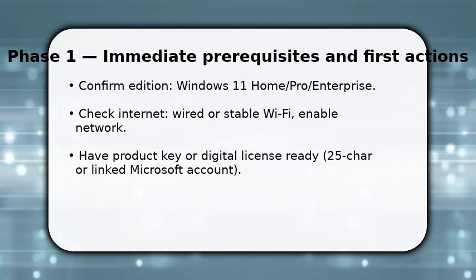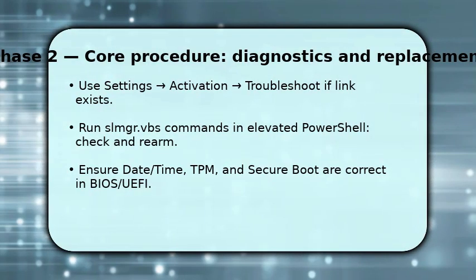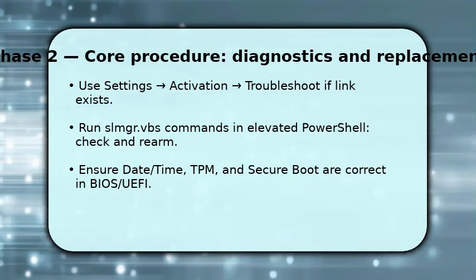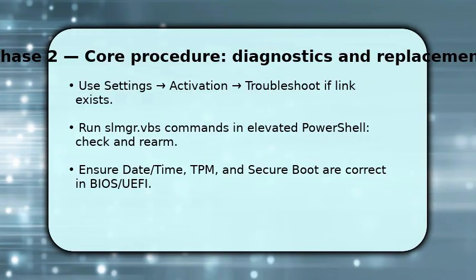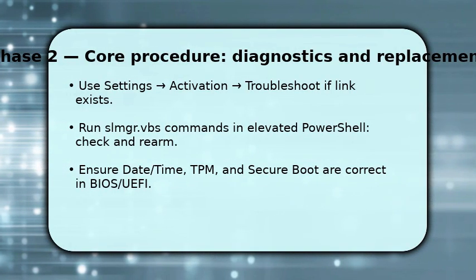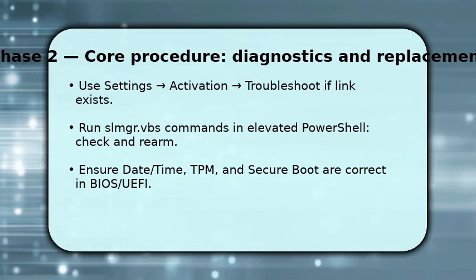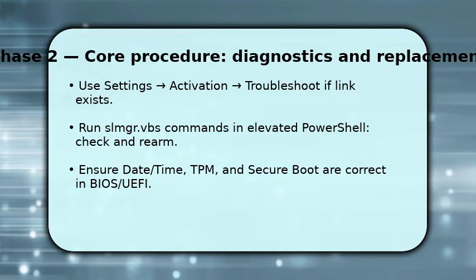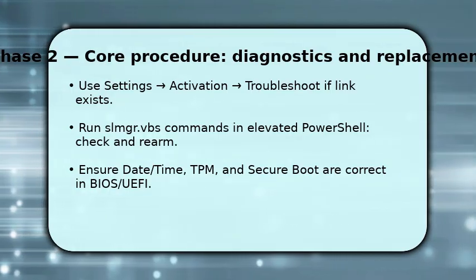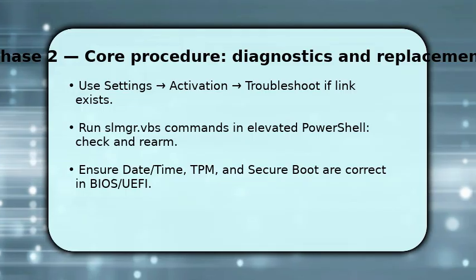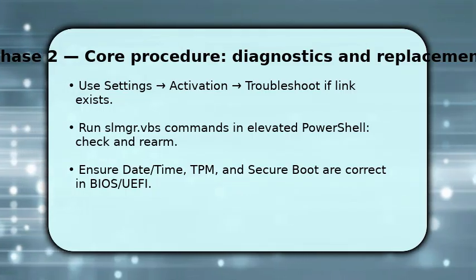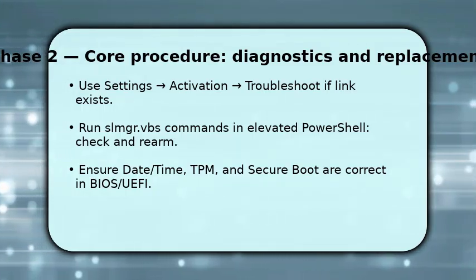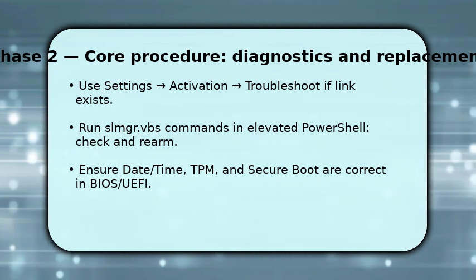Next, you'll run the built-in repair and command line tools to force revalidation. Open Troubleshoot and follow prompts to detect a linked digital license. If that fails, run PowerShell as admin and use slmgr.vbs /dlv to view status, then slmgr.vbs /ipk followed by your key to reinstall it. Once done, run slmgr.vbs /ato to attempt online activation. Also verify date/time, TPM state, and Secure Boot in UEFI.